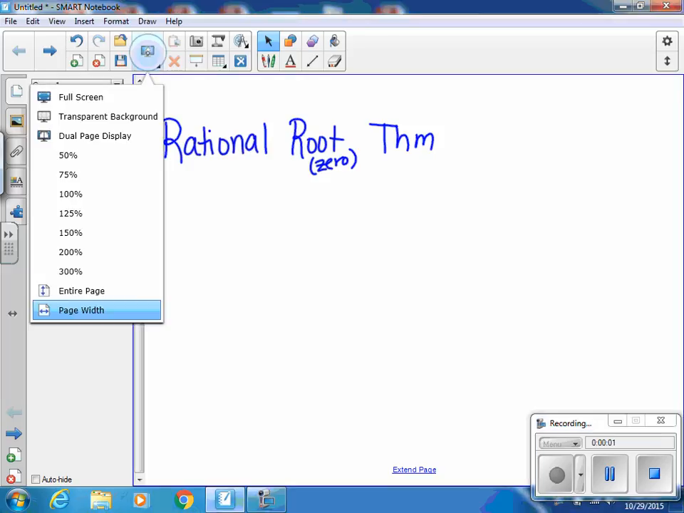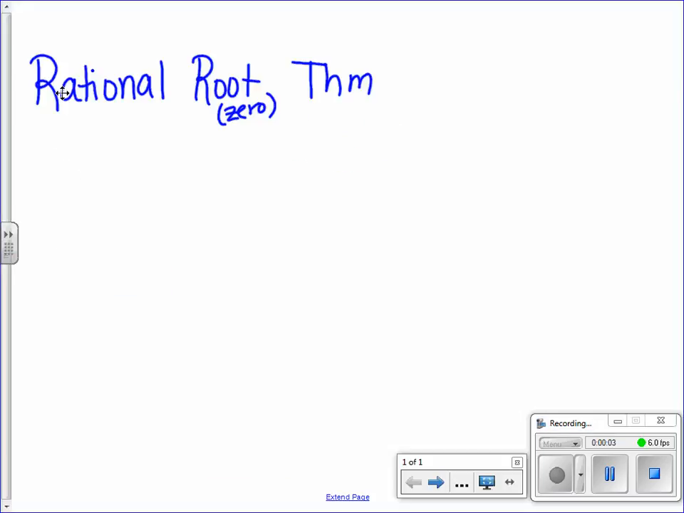Okay, so we're going to work on the rational root theorem. Sometimes it's called the rational zero theorem. When I was in school, we learned rational root theorem, so that's what I still call it. Depends on what textbook you have.